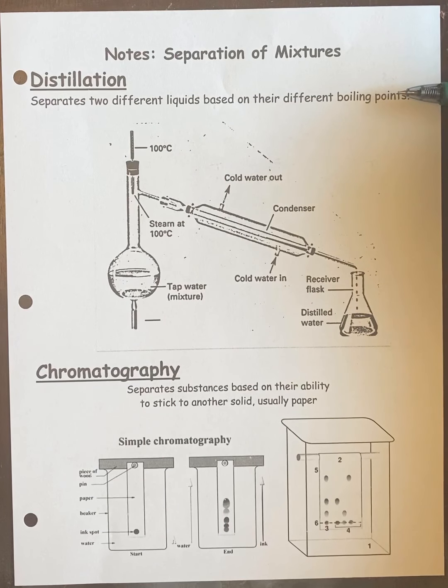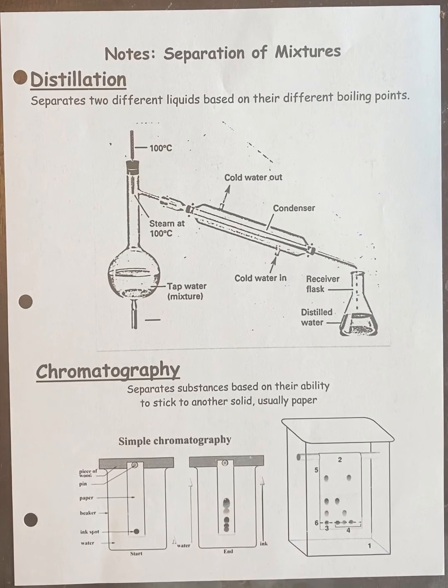So distillation, what is it? Well, it separates two different liquids based off their different boiling points. Now, distillation is most commonly used in the production of alcohol. Basically, you ferment alcohol the same way someone would make wine or beer, and this is your mixture of alcohol and water, right? That's typically what you have as a result. There's usually other things, but we're going to overly simplify this.